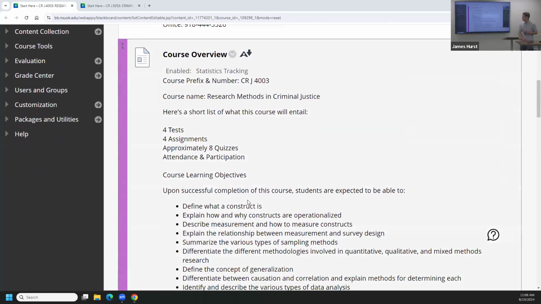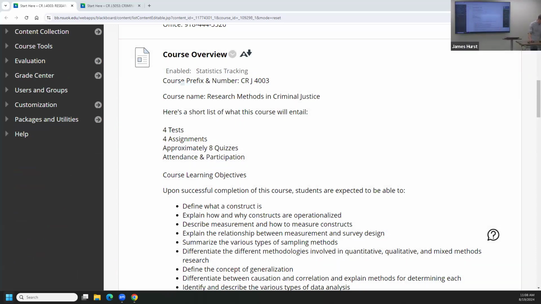Course overview. This is criminal justice research methods. If you're in graduate level, research methods for criminal justice. If you're an undergraduate, basically I just call it methods. It's just methods. In the class, you'll have 4 tests, 4 assignments, approximately 8 quizzes, attendance, participation. If you're in graduate, did I change that one there? We're going to have it the same way. Let's take a look.